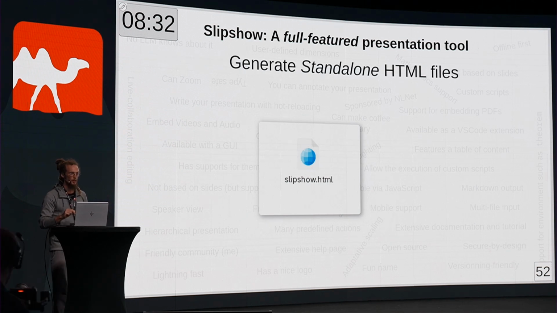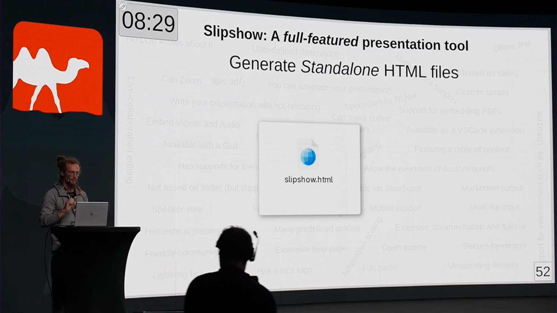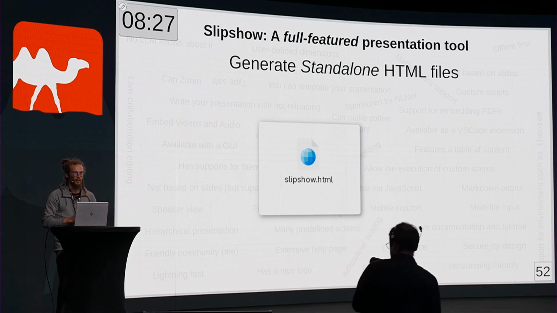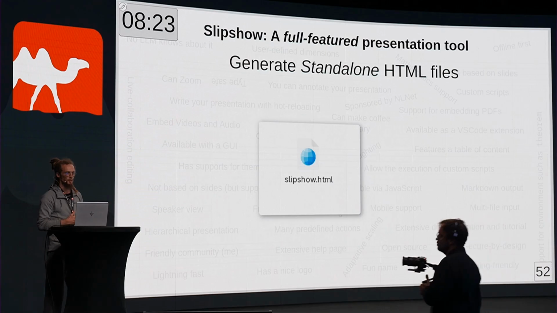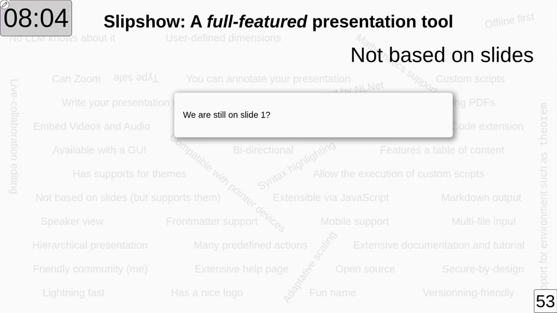So one good thing about this compiler is that it generates a standalone HTML file. I was inspired by Beamer, which I was using before, which is the LaTeX mode for presentations, where you generate a PDF, and then you can send the PDF to someone, and there is no need for internet, no need for anything. You have this HTML file, you double-click on it, and everything is included.